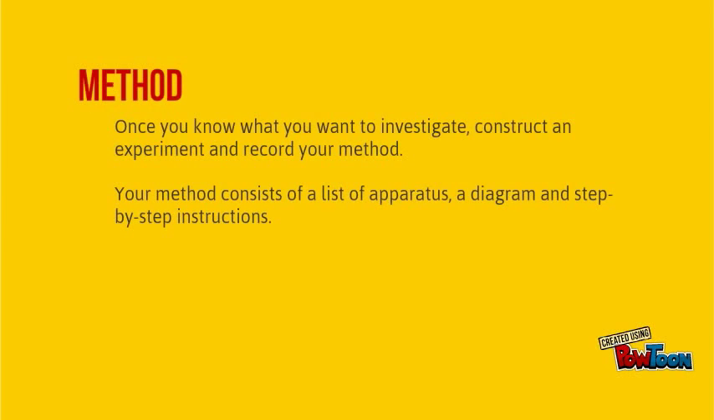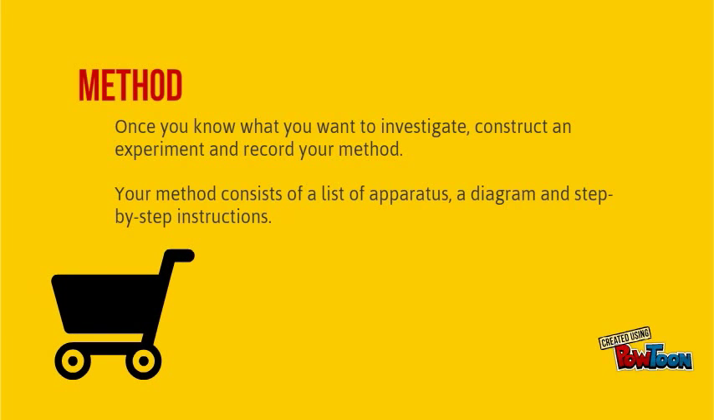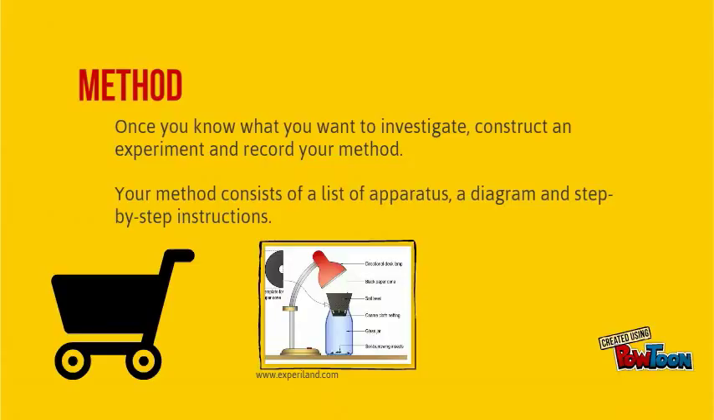Recording your method. Once you know what you want to investigate, construct an experiment and record your method. A method contains a list of all the equipment you have used under the heading apparatus. Remember, you need to write down what each piece is used for as well. Include a diagram of the apparatus and how it is set up, ensuring that your diagram follows your scientific procedures. After your diagram, write a step-by-step set of instructions as thoroughly and complete as possible.